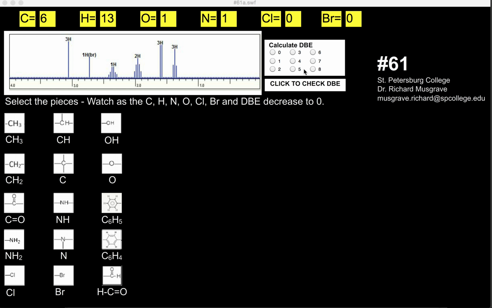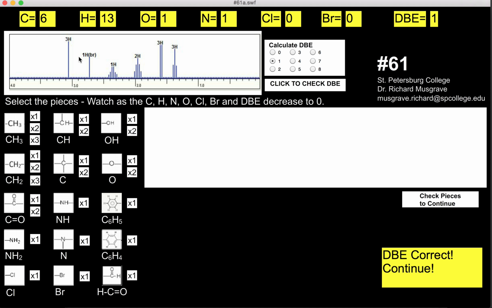C6H13NO, and it would have, let's see, one double bond equivalent. The groupings that we see, well, we see a 3H over here. We know that that's a CH3, but we also have another 3H here and another 3H here, so that would indicate 3 CH3s. We have a 1H over here. That's going to be a CH because it's got multiple peaks on it.